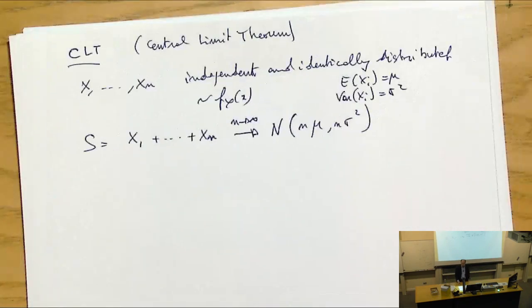Good. So the law of large numbers is about the mean. The central limit theorem is about the distribution being Gaussian. And this is an example you can do on MATLAB.